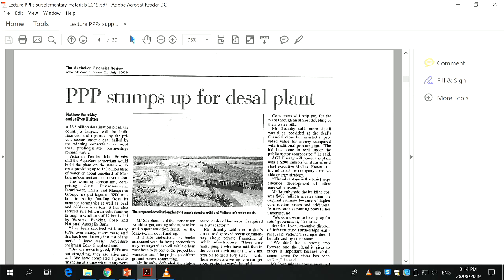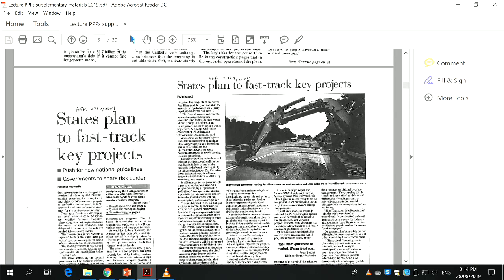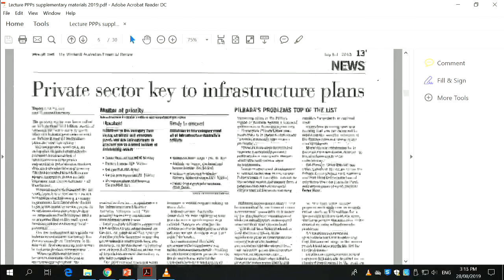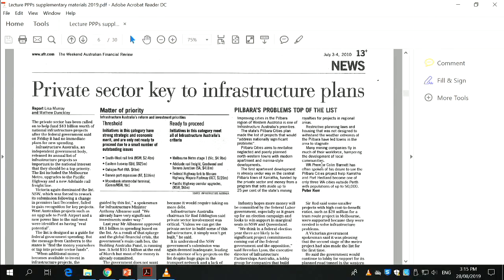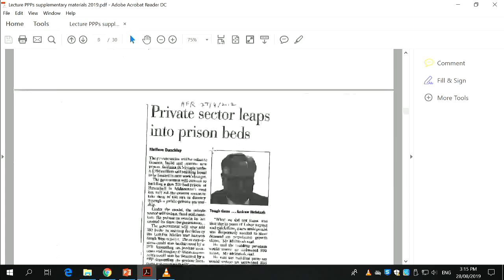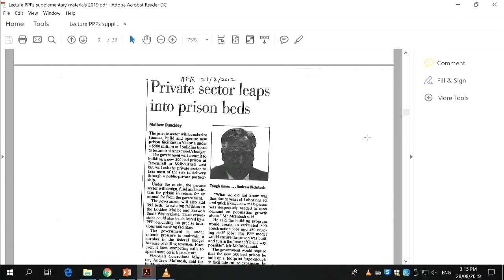And this is also in Victoria. They used PPP to deliver and construct desalination plants. And also some infrastructure projects. Look at this, there are quite a lot of infrastructure projects being delivered by PPPs, and not only in New South Wales and Victoria. In Queensland, they use PPPs to deliver hospitals and prisons as well.